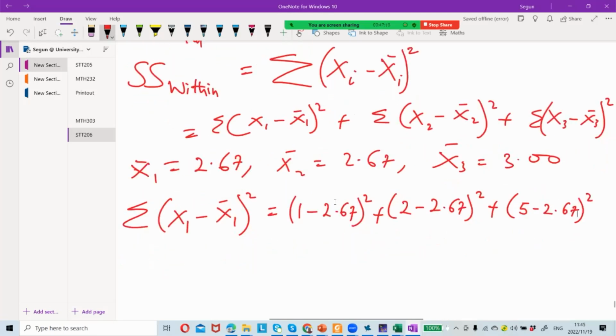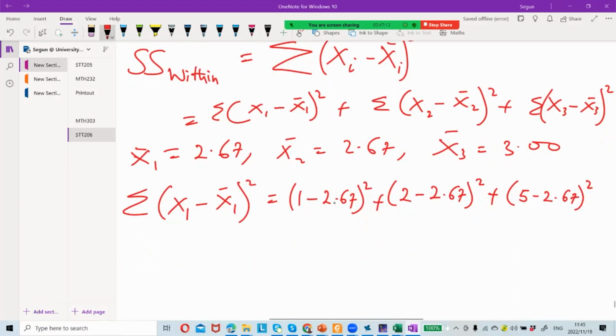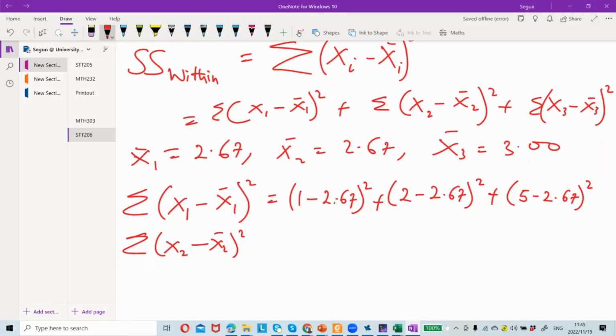We are dealing with within, don't forget. So let's do the one of x bar 2. x2 minus x bar 2 squared will be, don't forget, you have to add everything together at the end of the day. So let's start: 2 minus 2.67 squared plus 4 minus 2.67. We are using 2.67 because they have the same value.